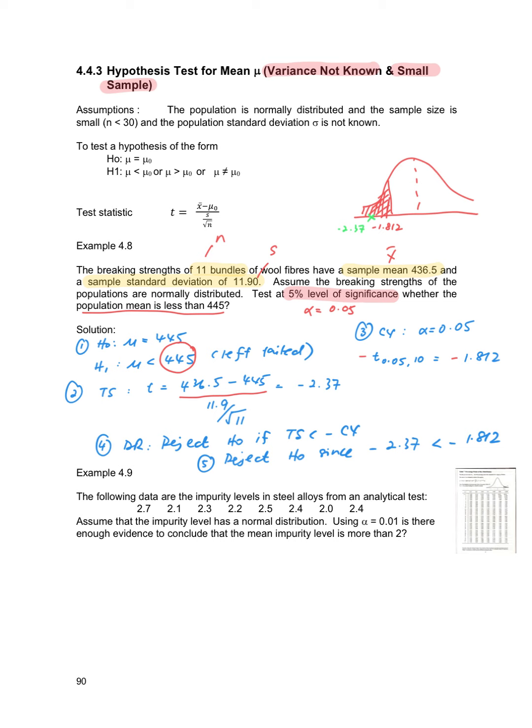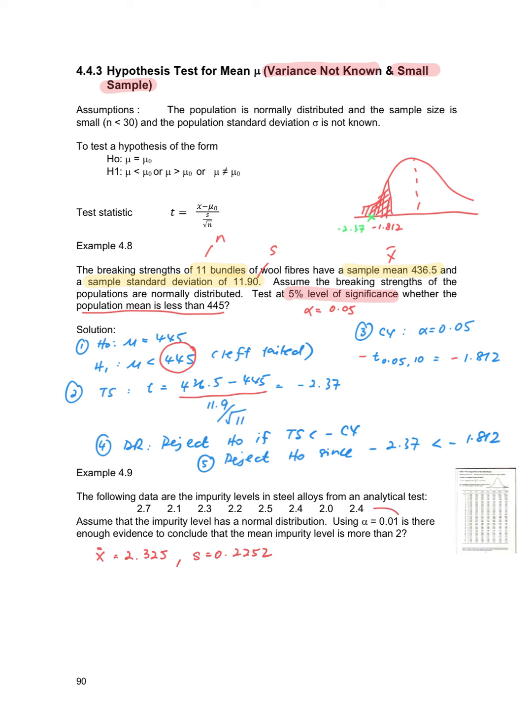Okay, example 4.9. The following data are the impurity level in the steel alloy from an analytical test. Assume that the impurity level has a normal distribution, using alpha equals 0.01. Is there enough evidence to conclude that the mean impurity level is more than 2? So if you are given the raw data like this, first you need to calculate the value of x bar and standard deviation. By using your calculator, you will get x bar equals 2.325 and standard deviation S equals 0.2252.